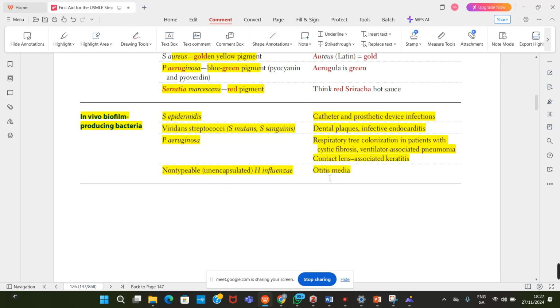Then the last is otitis media. Infections like non-typeable H. influenzae. This is not H. influenzae type B, please don't mix it up. We have the typeable and the non-typeable, otherwise known as the encapsulated and the unencapsulated. The ones we can type are the ones that have a capsule, so the one in Hib is the encapsulated form. The ones that cannot be typed are the unencapsulated type, and they are the ones that can form biofilms in the ear, causing otitis media. You have to get that straight. Very important.